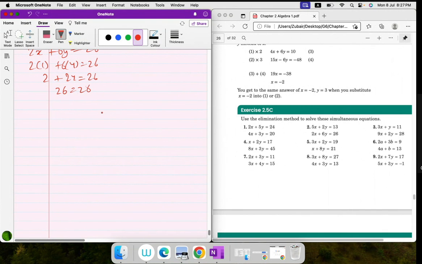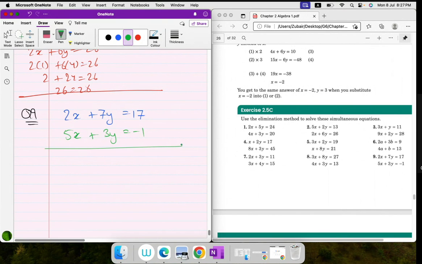Number 9. Now I think we'll have to make two adjustments. 2x plus 7y is equal to 17. 5x plus 3y is equal to minus 1. Now tell me, which variable are we trying to get rid of? Y or x? X. X. If someone chooses y, he will be correct, but that is 7 and 3. The numbers are bigger as compared to x.